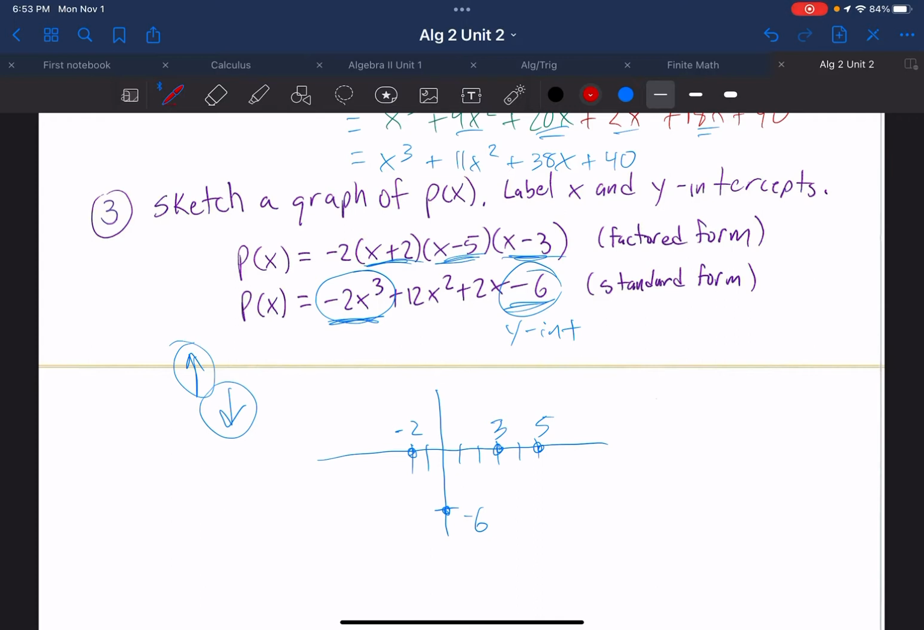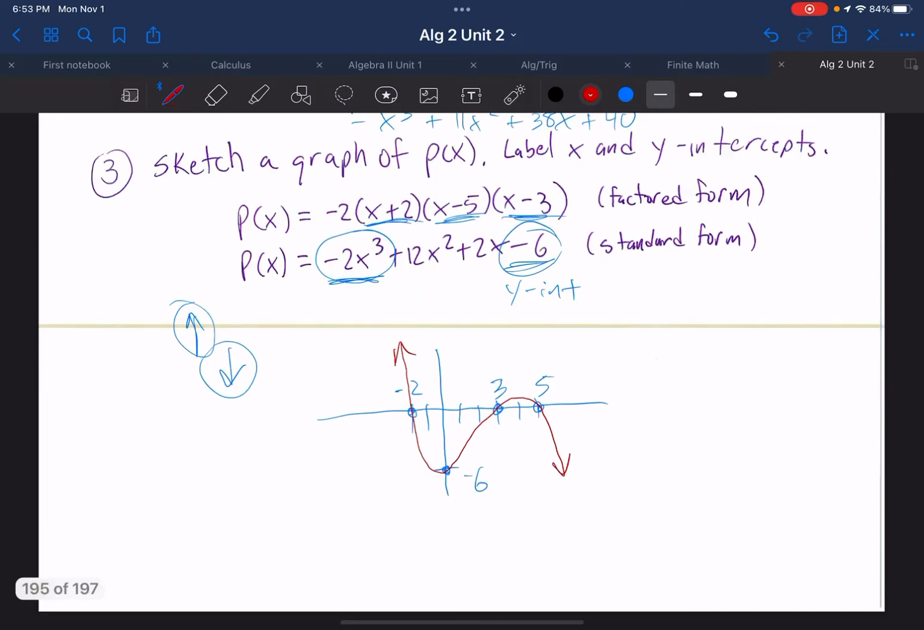So it's going to come down through, cross here, somehow cross there, and then come up through, and then go back down through and be down like so. So it's up on the left, down on the right, it went through -2, 3, and 5 on the x-axis, and it crosses the y-axis at -6. So that's what that means. It's a basic sketch of it. So you didn't have to do anything except look at the information and discern what it meant.